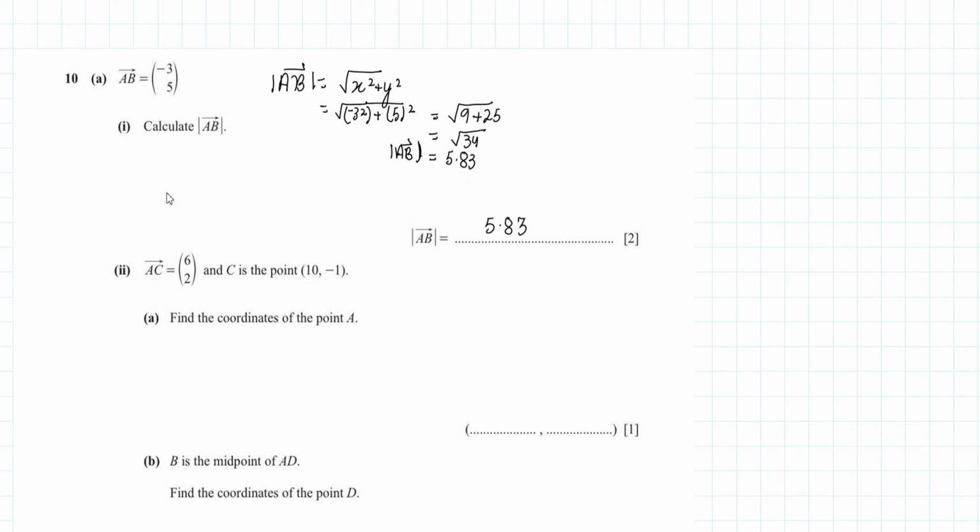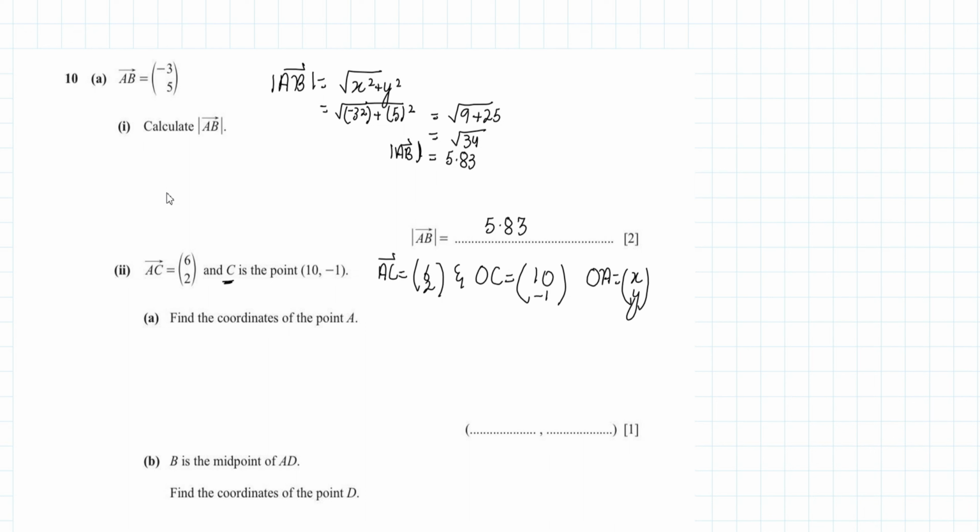Now the second part: AC is 6 and 2, and C is the point 10 comma minus 1, given to you as coordinates. Now find the coordinate of A. AC is given, so the vector from A to C is 6, 2. C is given, so you write the position of OC, which is 10 and minus 1. Now you have to find the coordinate of A, meaning OA. OA is not given to you, so you label it as X and Y.